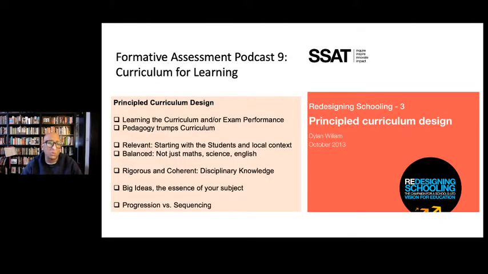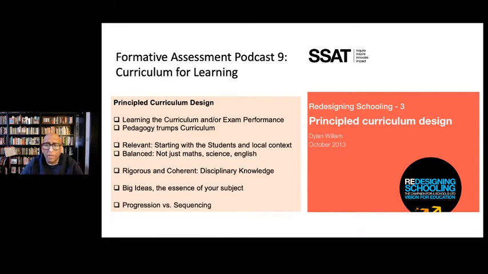So as I mentioned, we're going to be looking at Dylan Wiliam's Principal Curriculum Design of 2013. We're going to look at this idea of curriculum versus exam performance. Since it's Dylan Wiliam, you've got to know he's going to say something about pedagogy in his comment, which I would echo. Pedagogy trumps curriculum.